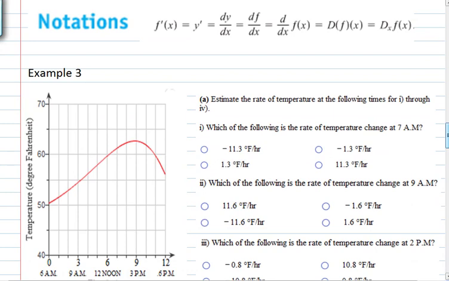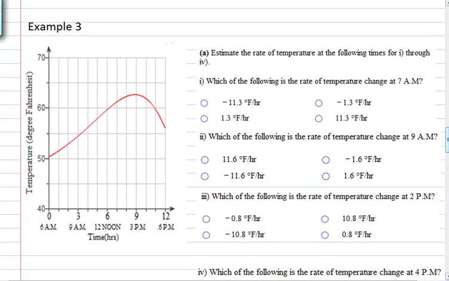Let's look at example 3. We have a graph here. This graph apparently gives us the temperature that's measured in degrees Fahrenheit at given times of the day. Part A says estimate the rate of temperature change at the following times for 1 through 4. Which of the following is the rate of temperature change at 7 a.m.? 6, 7, 8, 9. So it looks like the temperature at 7 a.m., here's 7 a.m., the question is, what is the rate of the temperature change?